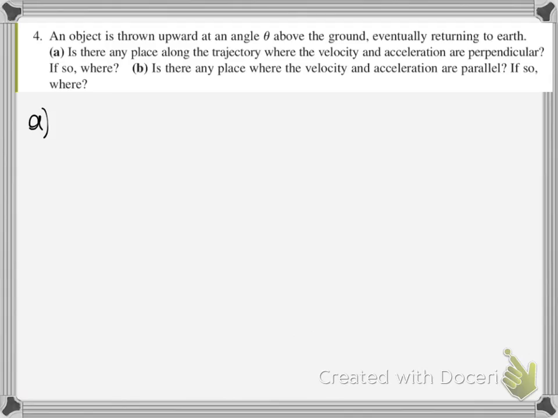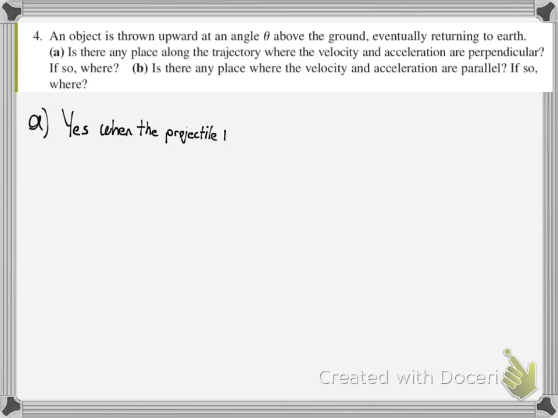Okay, so this problem says an object is thrown upward at an angle above the ground, eventually returning to the earth. Part A asks, is there any place along the trajectory where the velocity and the acceleration are perpendicular? If so, where? And part B asks, is there any place where the velocity and the acceleration are parallel? If so, where? Okay, so the answer for A is yes.